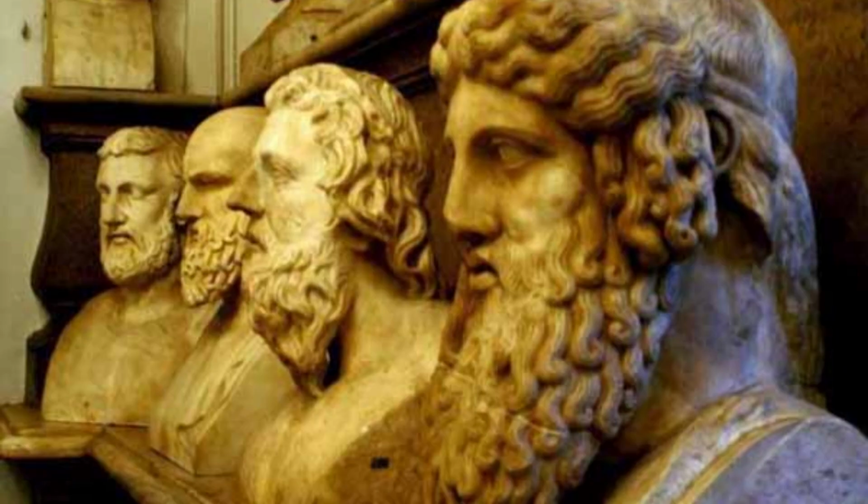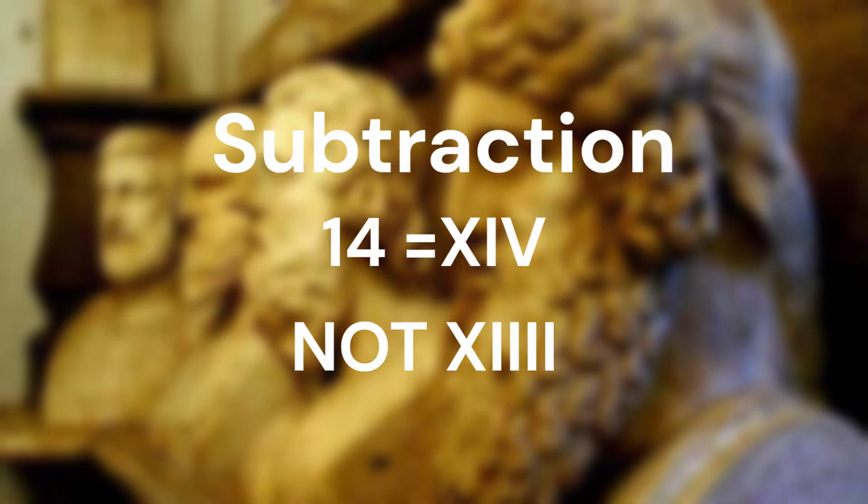The Romans also had a pretty ingenious solution to shorten the number of symbols needed for longer numbers. They allowed for subtraction when a smaller numeral precedes a larger numeral. Therefore, the number 14 would be represented as XIV, instead of XIIII.